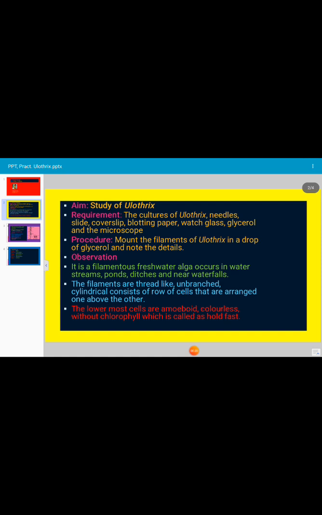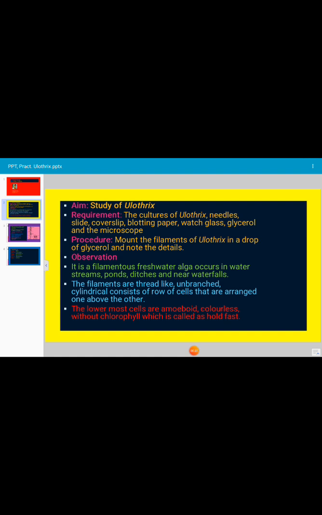Next, let us see the requirements of the practical. We need a culture of Ulothrix. Ulothrix is the name of an alga. We need a needle, slide, cover slip, blotting paper, watch glass, glycerol and a microscope. These are the requirements of the practical.